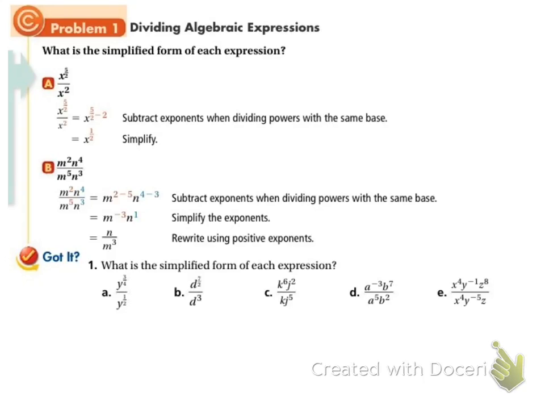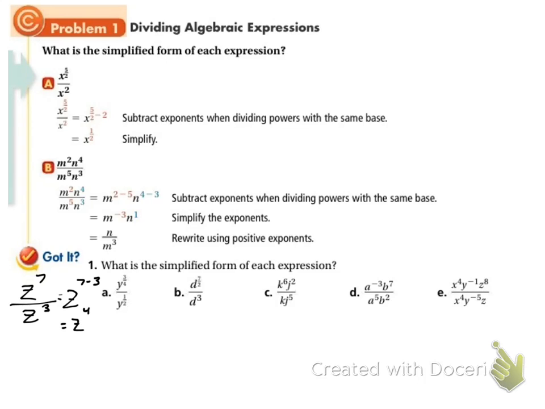So let's try that. I'm going to give you one that's not on here, a little easier one. If we have z to the seventh over z to the third, we get z to the 7 minus 3, which gives us z to the fourth, right?